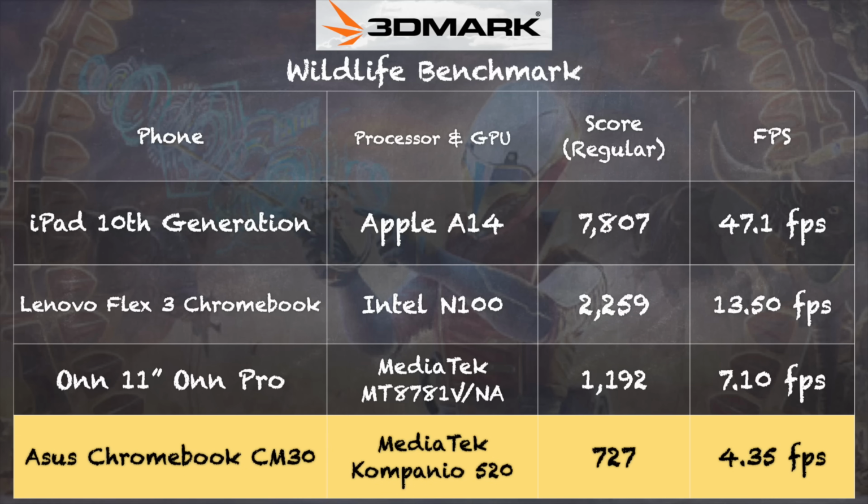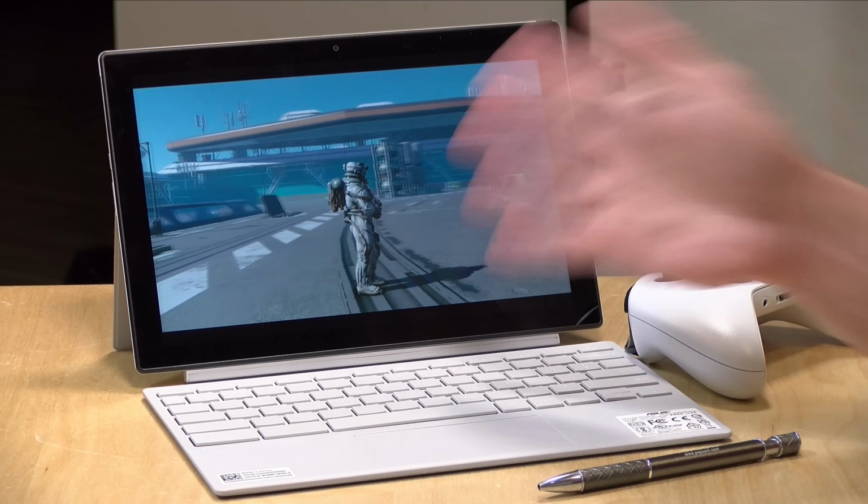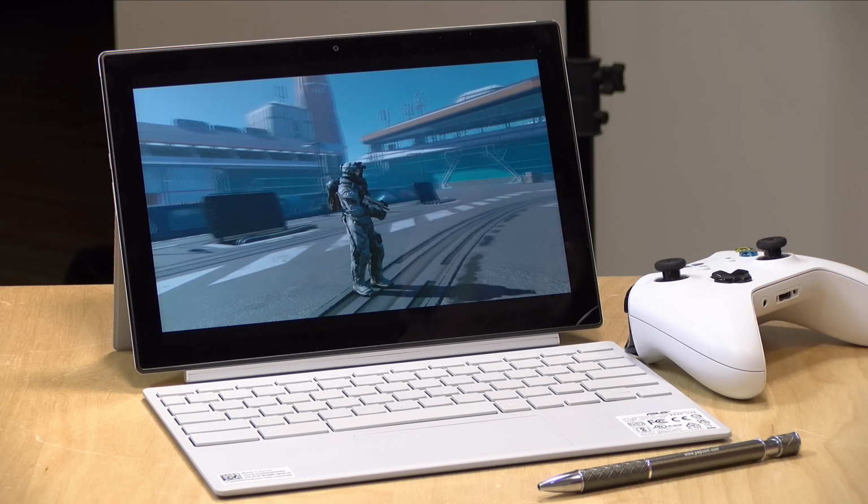So if you are looking to stream games in your home or through a cloud service, this should do pretty well at that. And on the 3D Mark Wildlife Gaming Benchmark Test, we got a score of 727. That puts this one on the lower end of things when it comes to overall graphics performance. So while this is fine for casual Android games, some of the more demanding Android games will certainly struggle on this hardware versus something like a newer Intel N100 processor that does have better graphics performance on board.